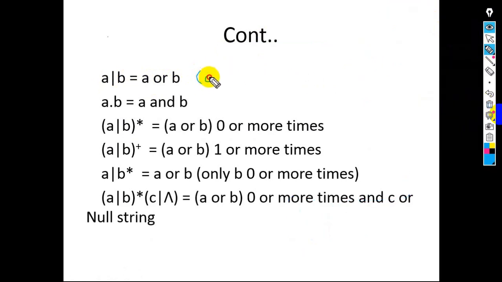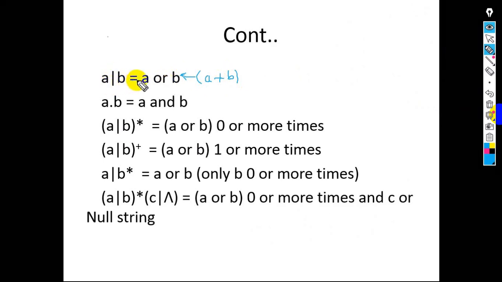A plus B means that this is A or B. Okay, this means that this is A or B. A, this pipe sign, B, this means A or B, or we can say A plus B is also referred to as A or B. So we are using the OR operator.